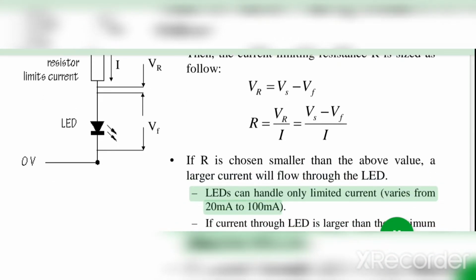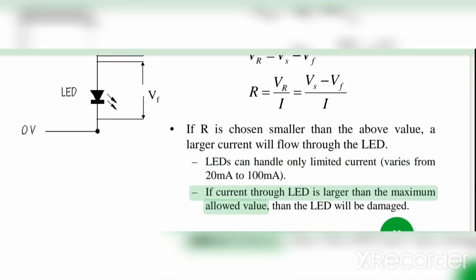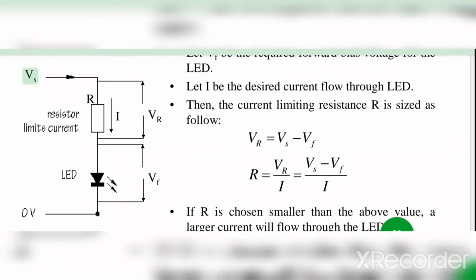LEDs can handle only limited current, which varies from 20 mA to 100 mA. If current through the LED is larger than the maximum allowed value, then the LED will be damaged. VS, VF, I, VR, R.